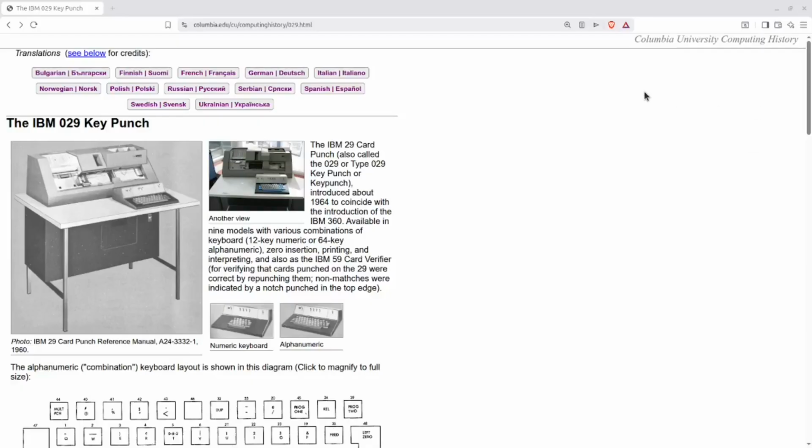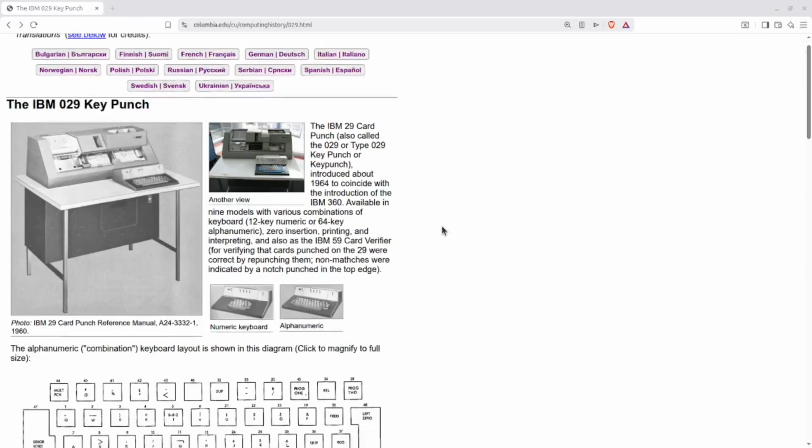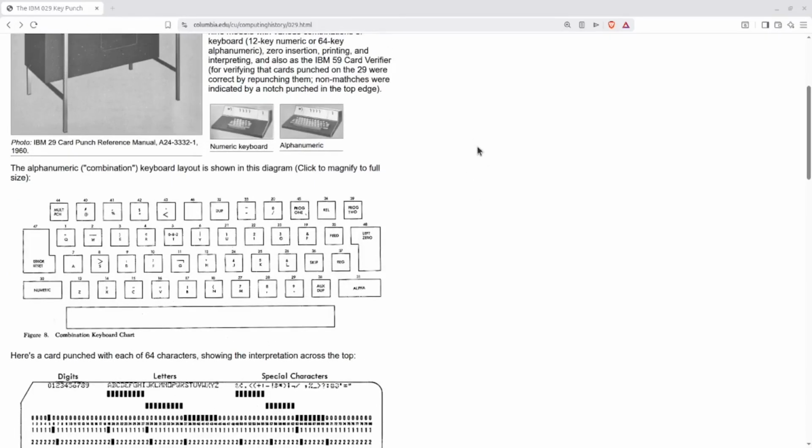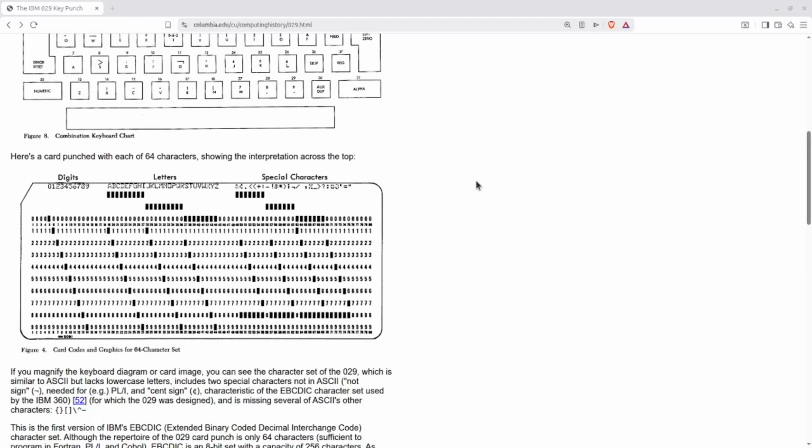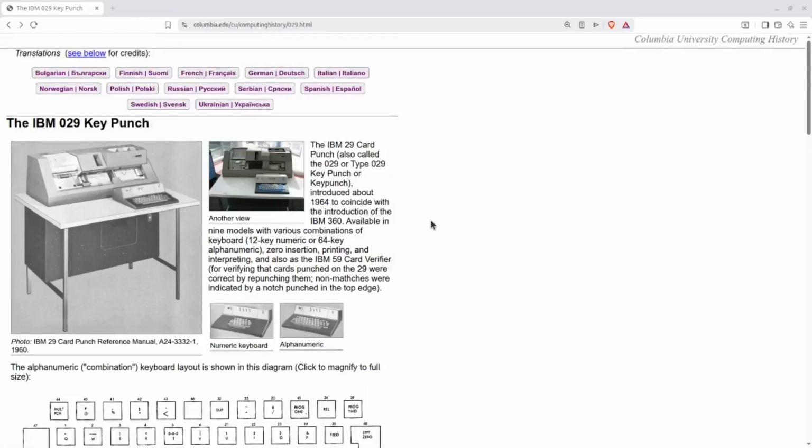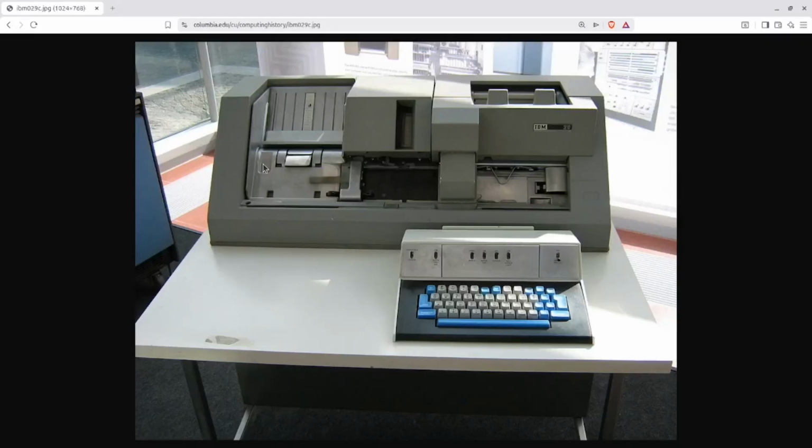So I think this is the key punch that we used. It's the IBM 029. This page is from Columbia University, and gives more information on the key punch. There's the keyboard layout and the way in which the characters were encoded onto the holes in the card. Here's a better picture of the key punch.